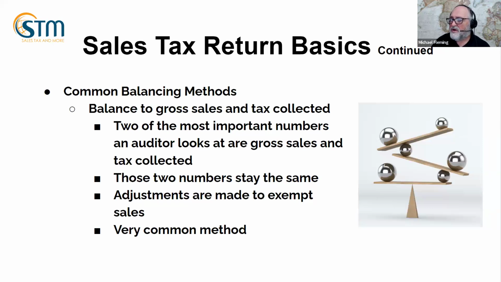When we say we balance to those two numbers, they are going to be the same. We're not going to deviate. Whatever your gross sales are, whatever your tax collected is, we're not going to mess with those. The way we balance is we make adjustments to the exempt sales. And this is a very common method, by the way. A number of third parties out there who are doing returns for their clients use this method.